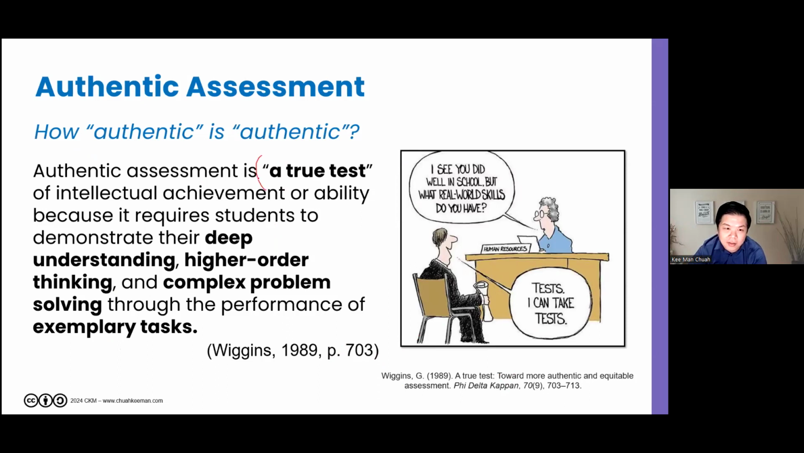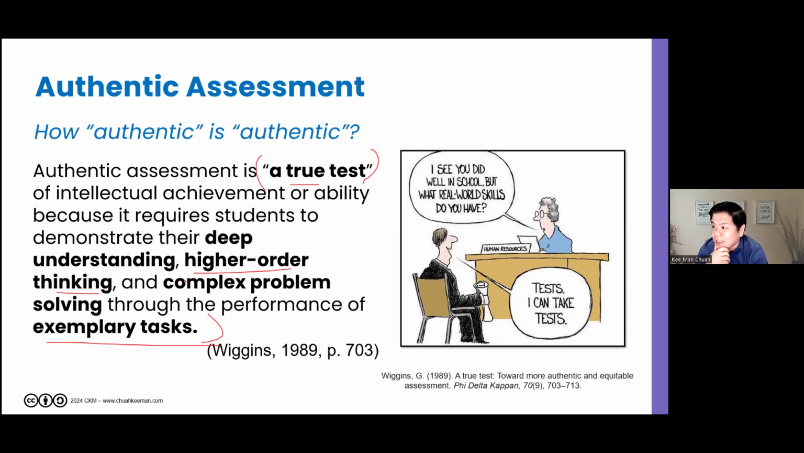He says this, a true test. Still a test, but it's a true test. What do you mean by true test? You involve them in solving problems, more on deeper understanding, more on the HOTS thing, right? And we are still talking about HOTS until now. And then you are also talking about exemplary tasks, meaning it's task-based in essence.